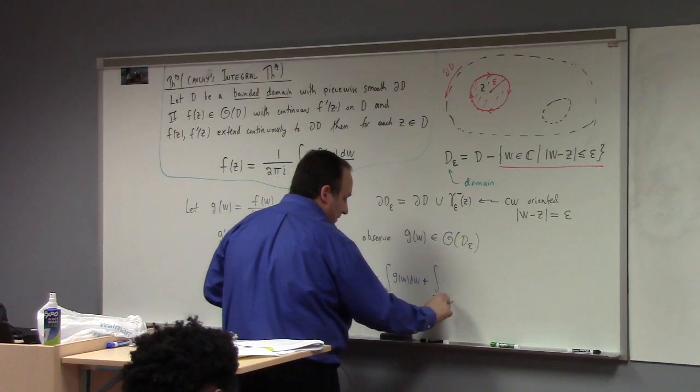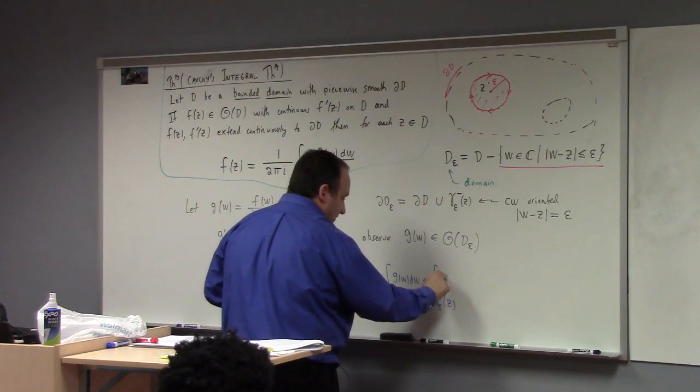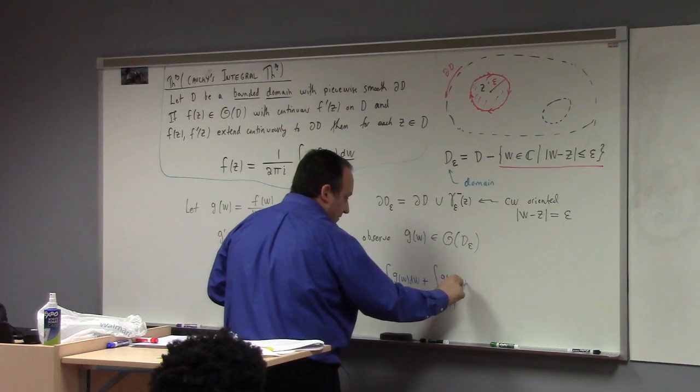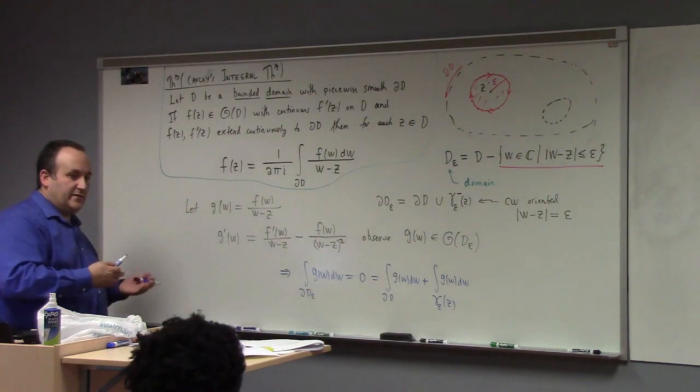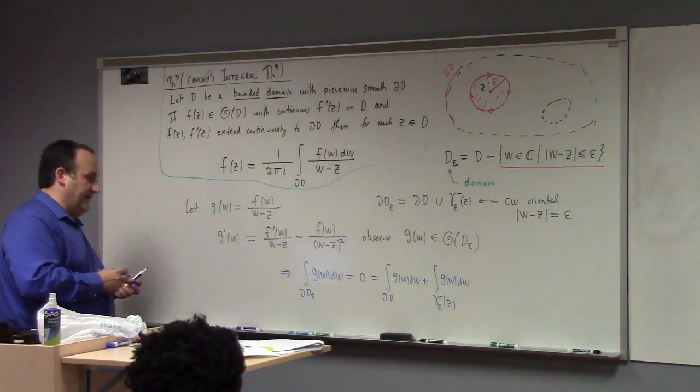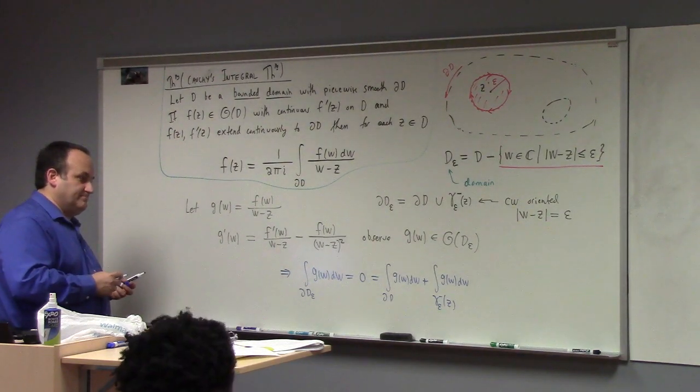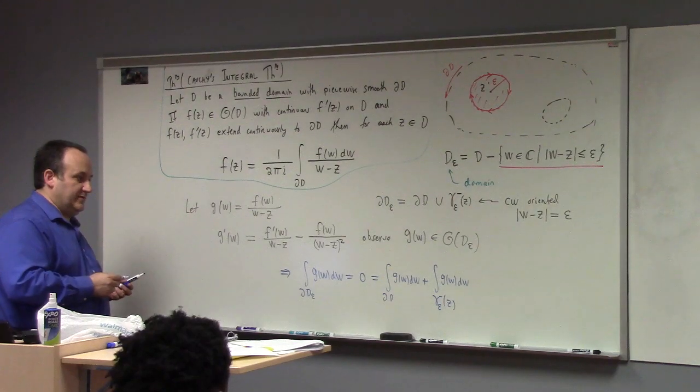Now here I'm using the linearity property of the integral, namely that if you have a curve which is the union of two curves, then likewise we get the sum of the two integrals which form the whole curve, right? So we have that property. So what's this tell me?